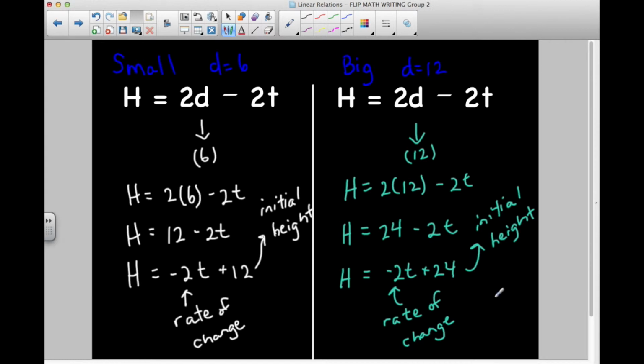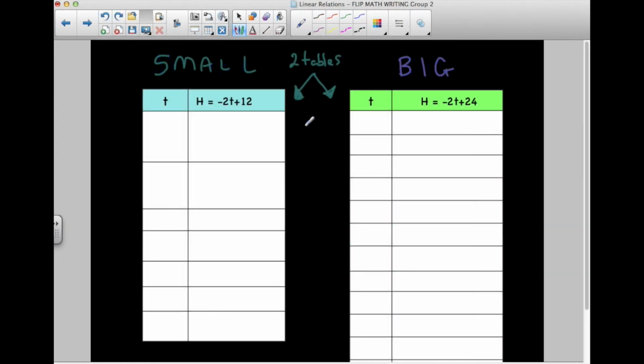So let's begin this investigation. Let's start with the small candle. Do you remember what t represents? Yeah, you're right, it represents the amount of time that the candle has been burning in hours.